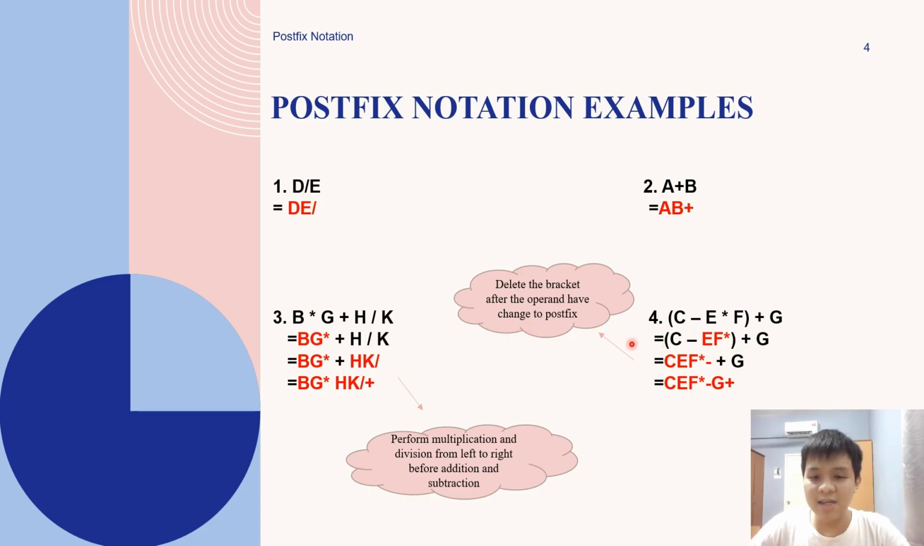After we change the operand to postfix, we can delete the bracket. So we don't need the bracket anymore. So the last step, plus addition and G. We move the addition in the back to the back. CEF multiply subtraction G addition. So the answer will be like this.